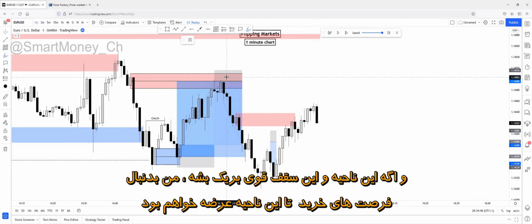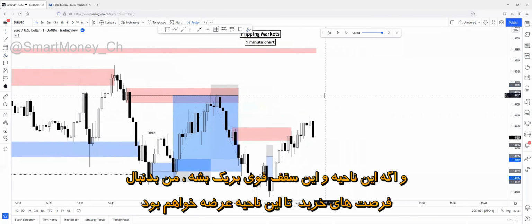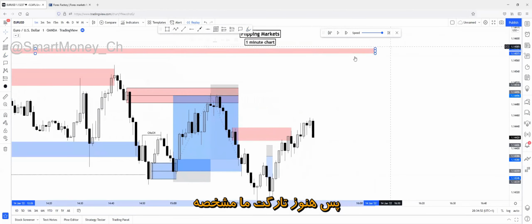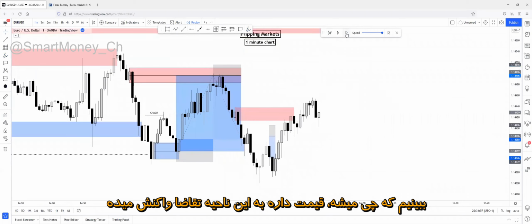And if this zone breaks, this upper supply area, this basically strong high point breaks, I'll be looking for a long opportunity still up to this target point, still up to this supply zone. So we still got our target points set. We still have our plan. Let's see what happens. Price is reacting on this demand zone actually.